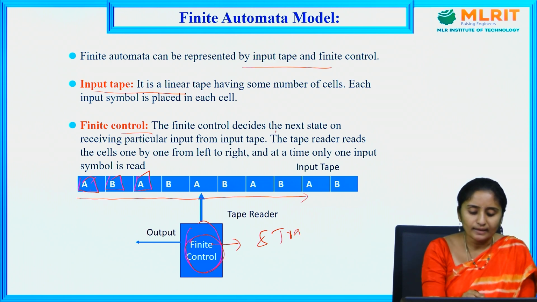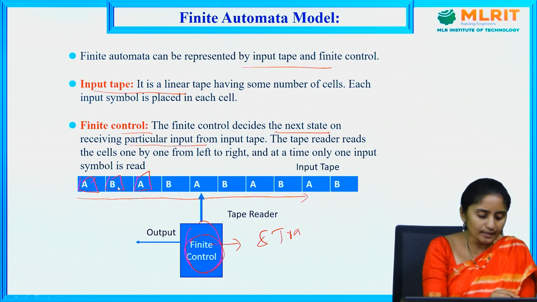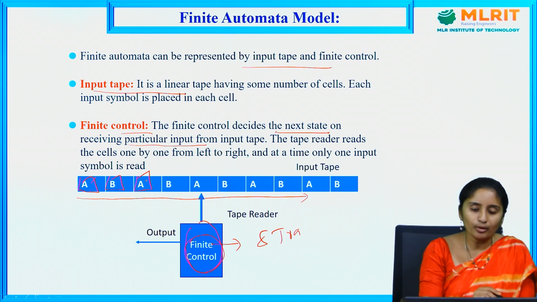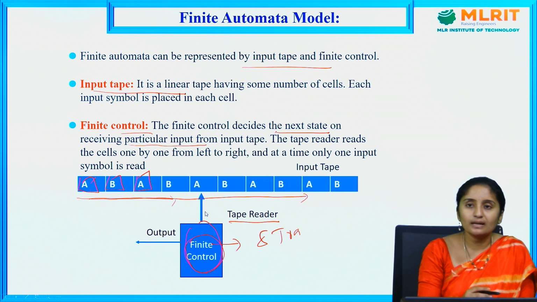Same thing, see here, it decides the next state on receiving a particular input from the input tape. From this input tape, it is going to read each input by using the read tape from left to right. If I find one input, it tells which state it is moving to. So all of these things are held by the finite control.